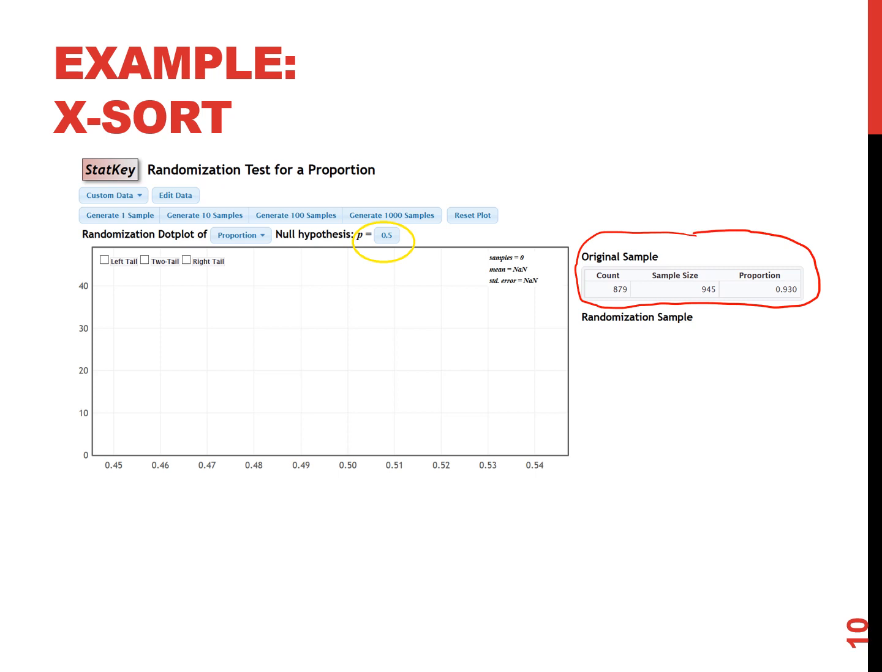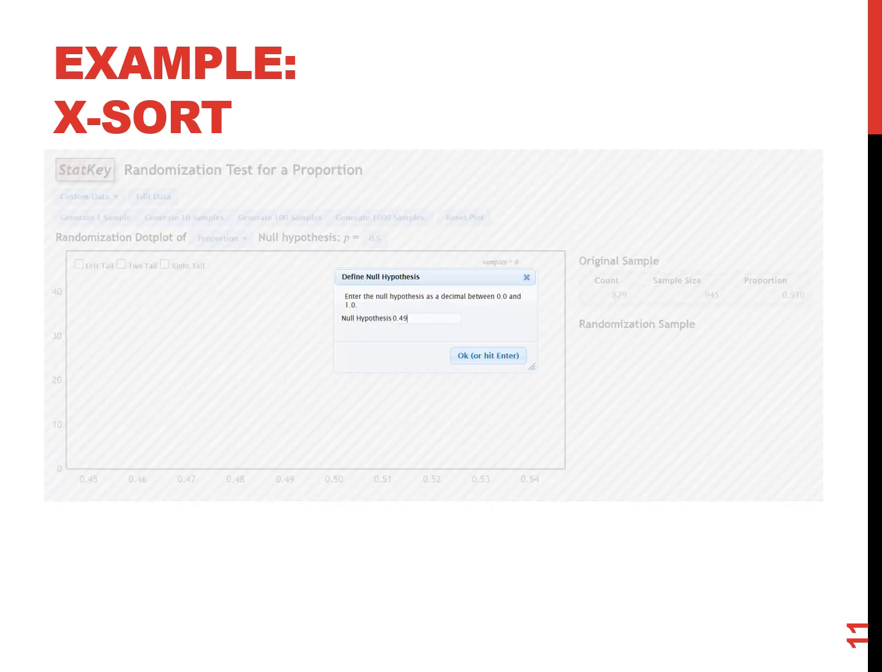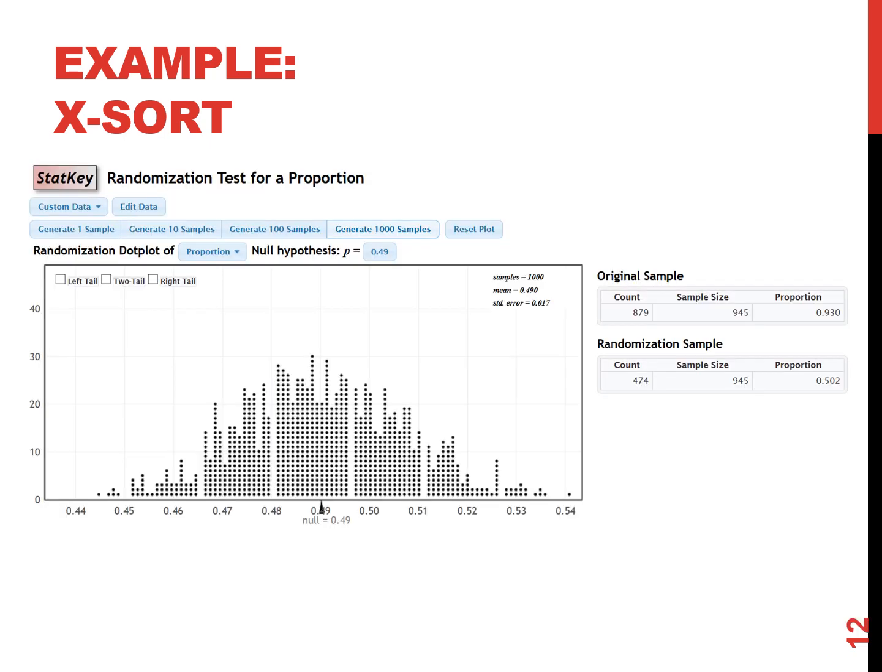And now we need to make sure that the proportion we're simulating our results around matches our null hypothesis. Now this is almost our null hypothesis, but not quite. Remember, our null hypothesis is that the proportion who would have girls using XSort is 49%. So I'm going to click on this blue box with a 0.5 in it, change the null hypothesis proportion to 0.49, 49%, and click OK again. Once I do that, I generate 1,000 samples.